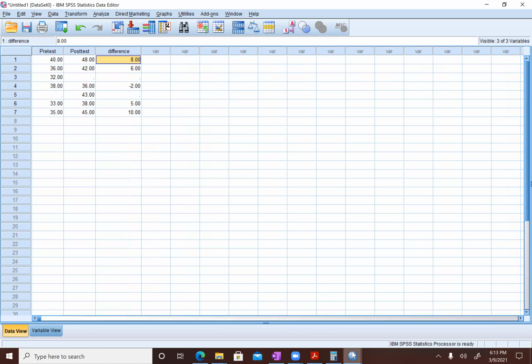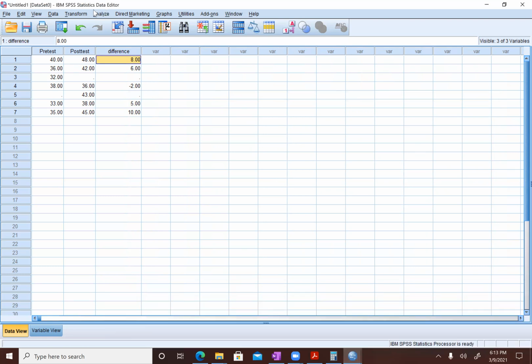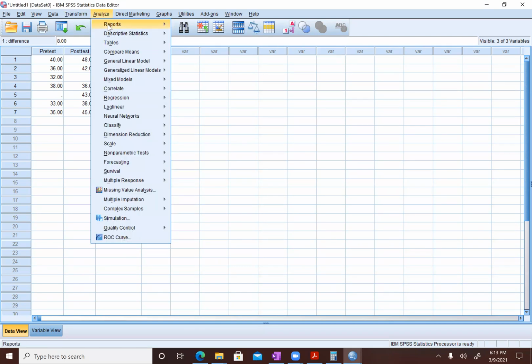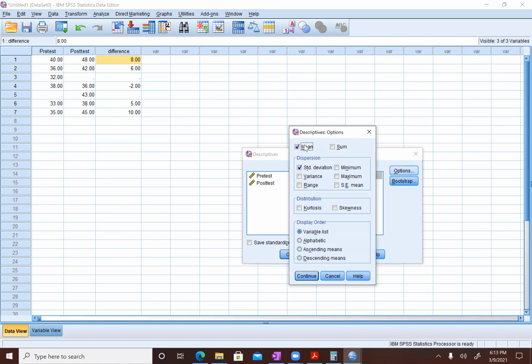So now what I need to do? I need to compute the mean. So I have to analyze. I go to descriptives. I have to compute the mean of the difference and its sample standard deviation. So mean and standard deviation.